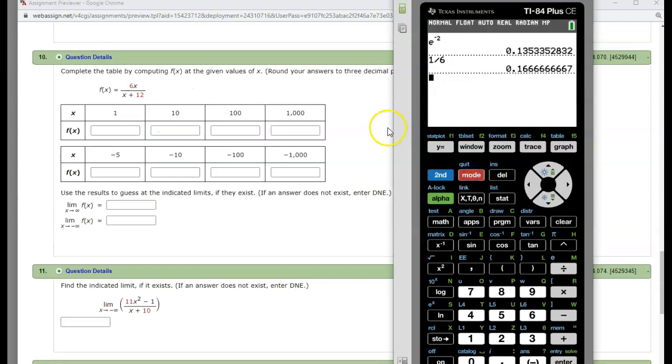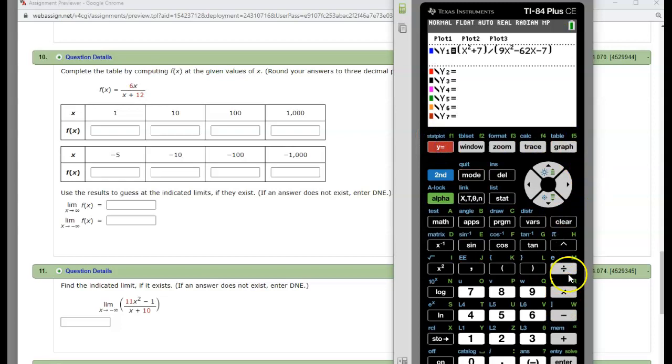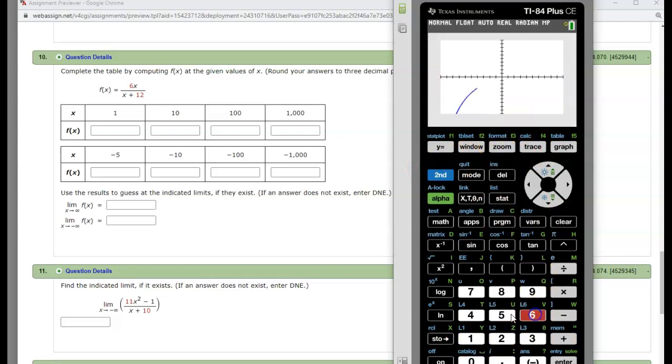For number 10, I'm going to want to graph this function, so I'll put it in y equals, clear this out. I'm going to put parentheses 6x. I don't actually need them in the numerator, but if it was 6 plus x, I would. So you might get in the habit of putting in parentheses even if there's anything more than just one thing in a numerator or denominator. So here I have x plus 12 in the denominator, and I can look at the graph. I'll do a zoom 6.